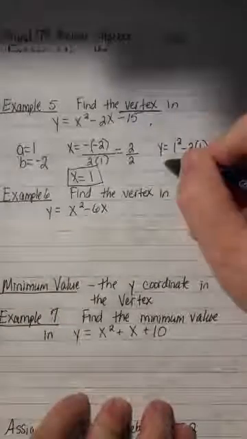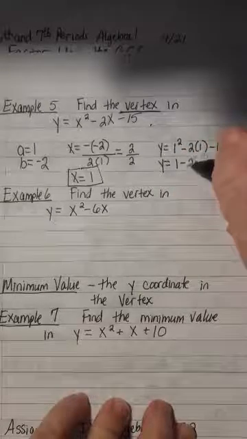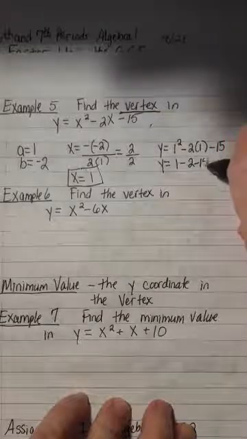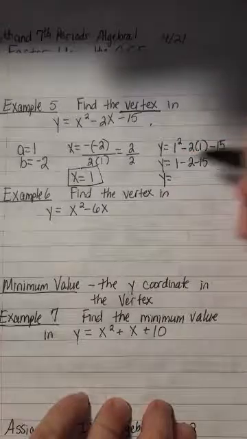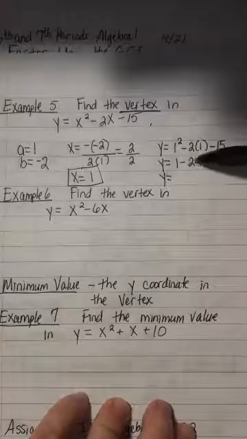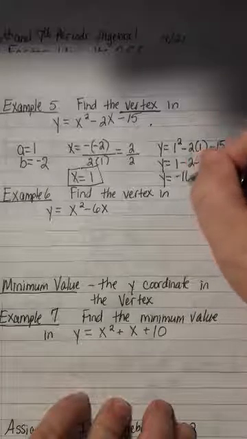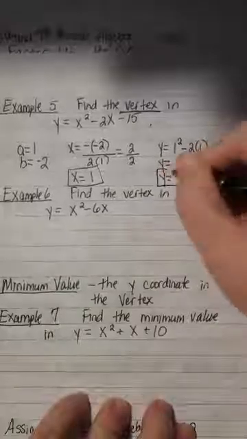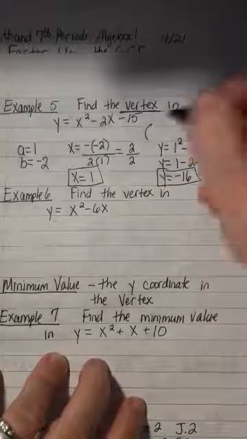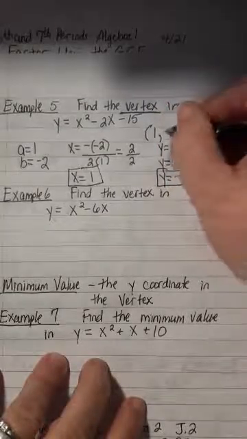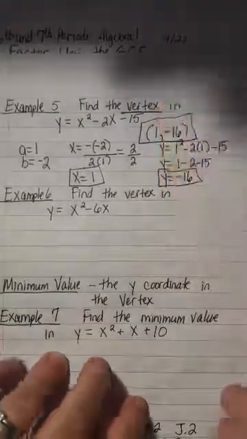So let's work that out. We're going to get y equals 1 minus 2 minus 15. So that's going to be y equals 1 minus 2 is negative 1, and negative 1 minus 15 is negative 16. That's our y coordinate. So we put it together in ordered pair form. I'm going to write it up here, which is going to be 1 comma negative 16. So that's what you would enter into the box on IXL.